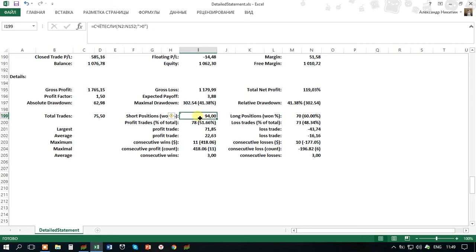Okay, 94 trades, but we should divide it by 2. Yes, so we have 47 winners. And let's calculate the losers. It is much simpler. We are to do this minus this. Done. 28 losers.